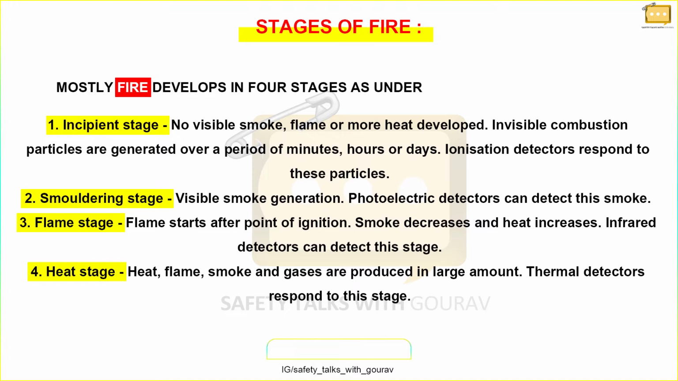Second is the smoldering stage, with visible smoke generation. Photoelectric detectors can detect the smoke. The third is the flame stage. Flame starts after the point of ignition, smoke decreases and heat increases. Infrared detectors can detect this stage. The fourth one is the heat stage. Heat, flame, smoke, and gases are produced in a large amount. Thermal detectors respond to this stage.